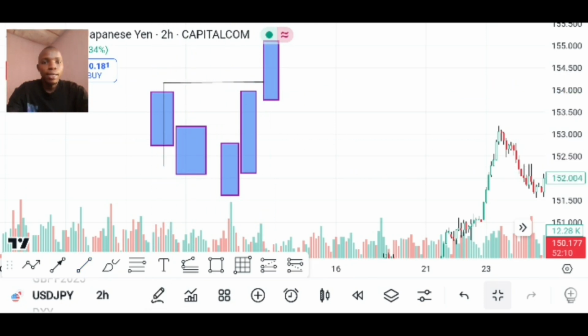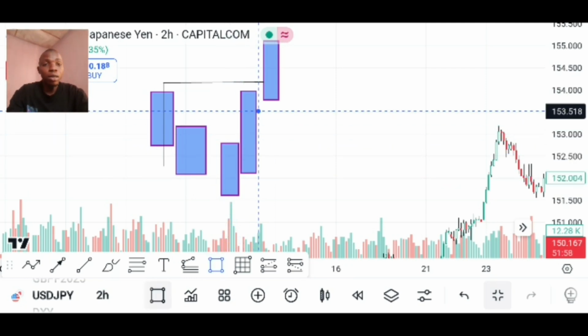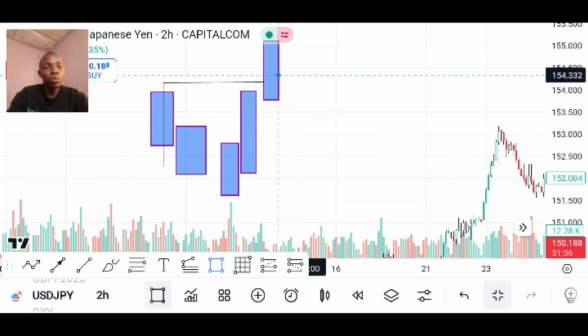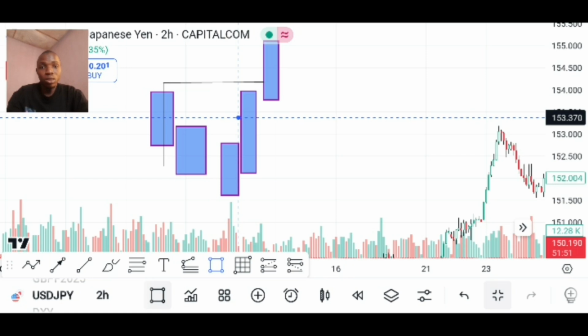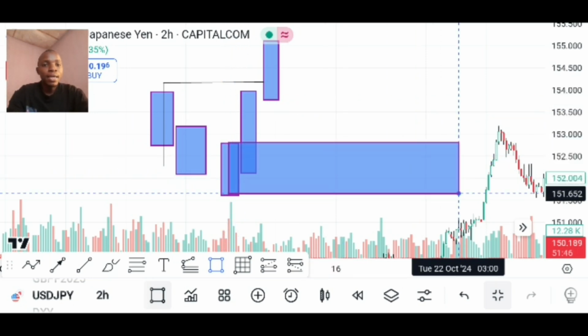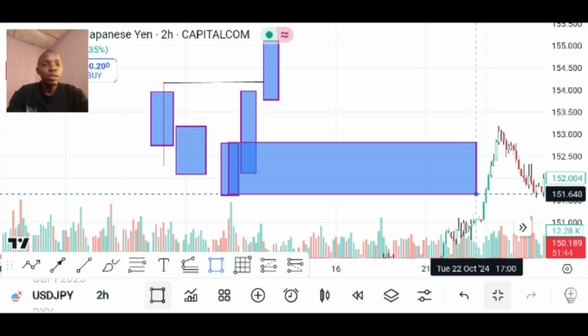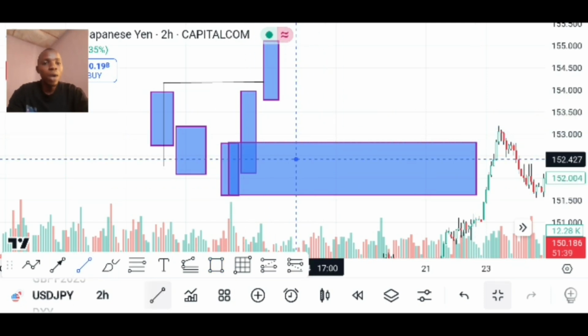Good. According to the rules to mark your supply zone from my previous class, if you have to mark your demand zone, that is when the market is in an uptrend this way, the last sell candle before the movement that broke the structure. That is from what I explained so far, right? That means I'll go ahead and mark this place as my demand zone.